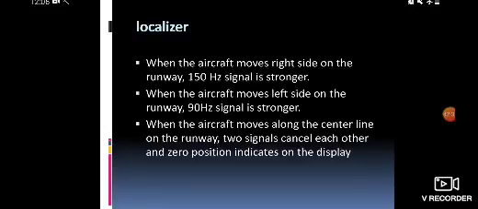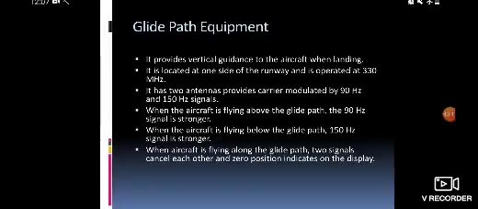So what it does is, when the aircraft is moving to the right side of the runway, the 150 hertz signal is stronger than the 90 hertz. That means the aircraft is moving to the right side of the runway. Whenever the aircraft moves to the left side, the 90 hertz signal is stronger. And whenever it shows no difference, that means it is at zero position, indicating that it is along the center line of the runway.